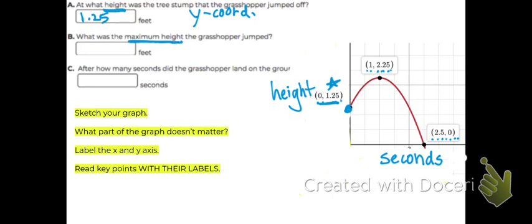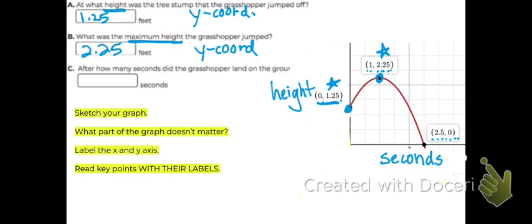What is the maximum height? Again, they're asking for my y coordinate that the grasshopper jumped. What is the biggest y coordinate we see here? The peak. That would be this point right here. And they're asking for the height, and it would be 2.25.